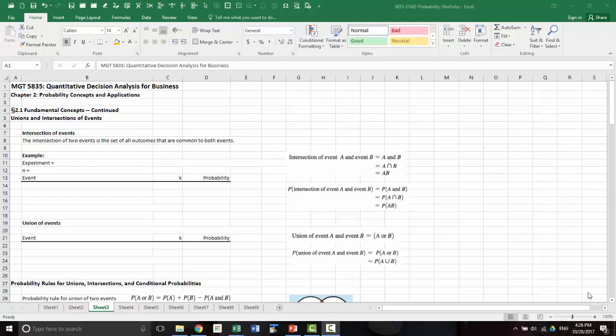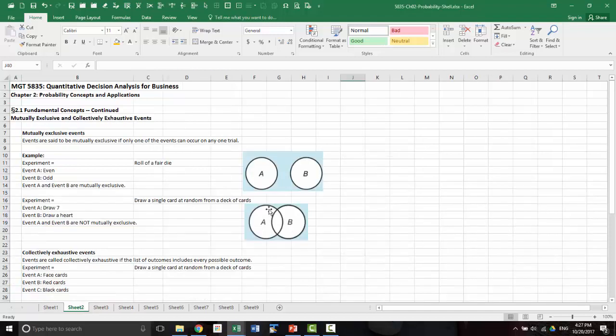We continue with events. The next concept between events is unions and intersections. Once again, we will illustrate these concepts using examples. The intersection of two events is the set of all outcomes that are common to both events, like the diagram that we saw previously. Here, this is event A, this is event B. The intersection is the set that is common to both A and B, those outcomes that are part of A as well as B.